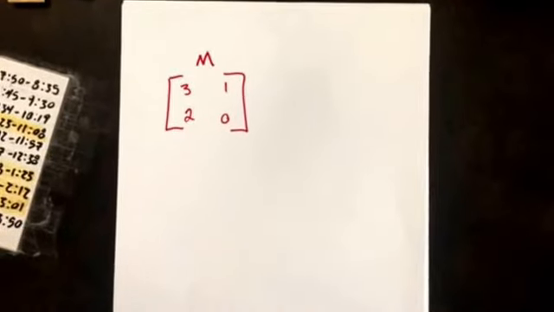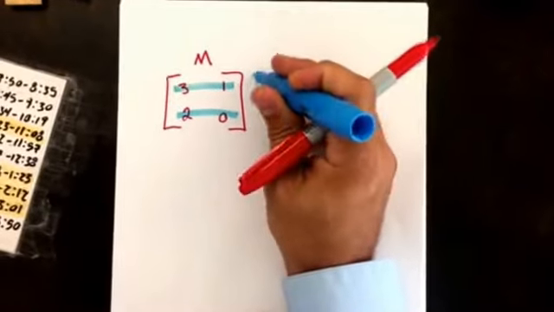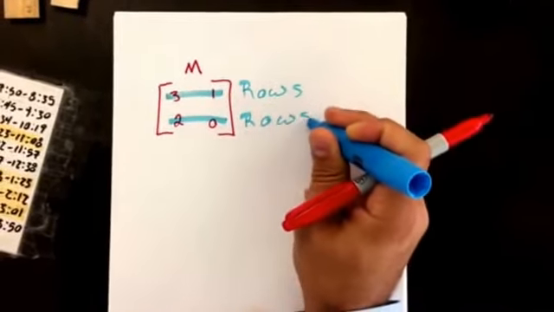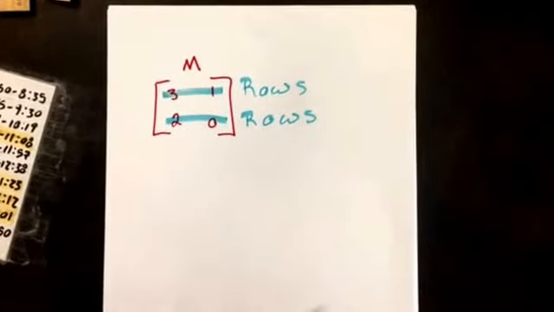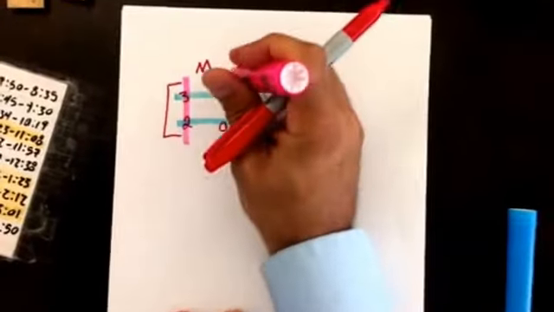It's made up of rows. Rows go across. These are rows. I guess I should have put row and row, not rows and rows, but that's all right. And it's made up of columns. Columns go up and down.